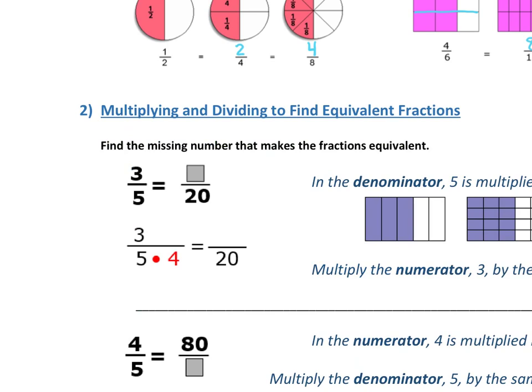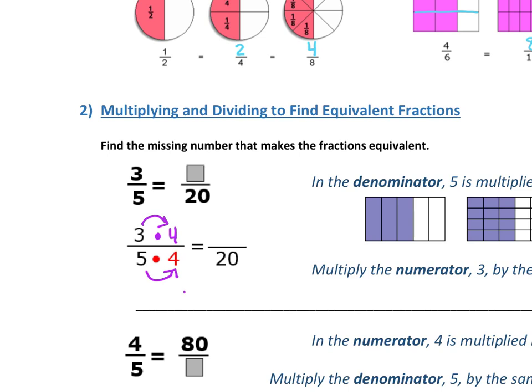The second example in our notes today is multiplying and dividing to find equivalent fractions. So this first example is going to use multiplication because we're going from fifths to 20ths. So to go from 3/5 to an equivalent fraction in 20ths, I can see that I would multiply my fifths to get to 20ths, and I'm multiplying by 4. Because I multiplied my denominator by 4, I'm going to do the same to my numerator.